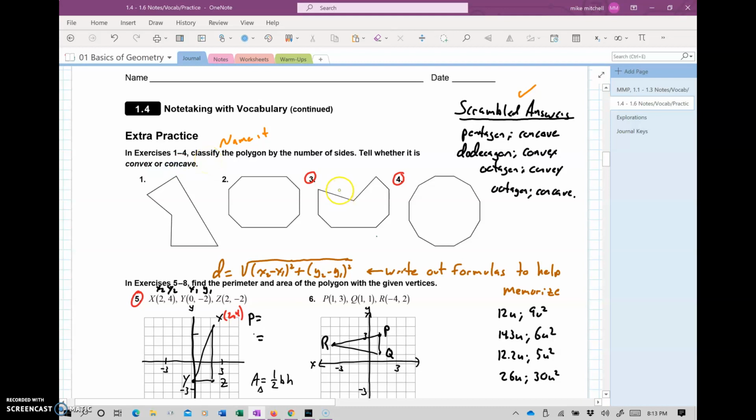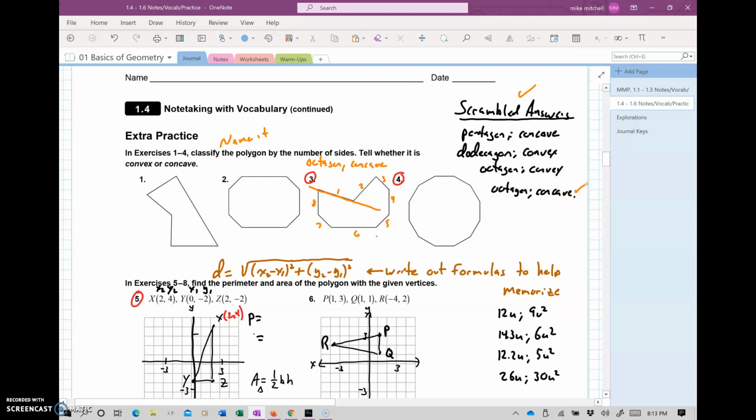So this one I got 1, 2, 3, 4, 5, 6, 7, 8 sides. 8 sides is an octagon. This is going to be concave because I can see this line right here that contains that side crosses to the inside. It looks like it's been caved in from the top. So I have octagon and concave. There's my answer. That checks out.